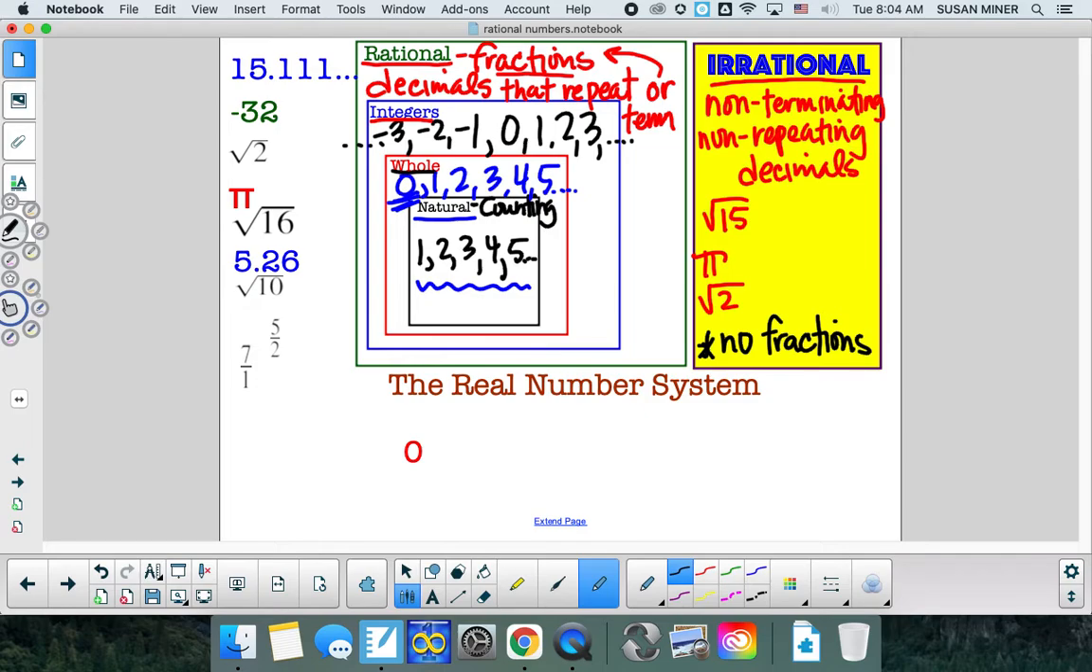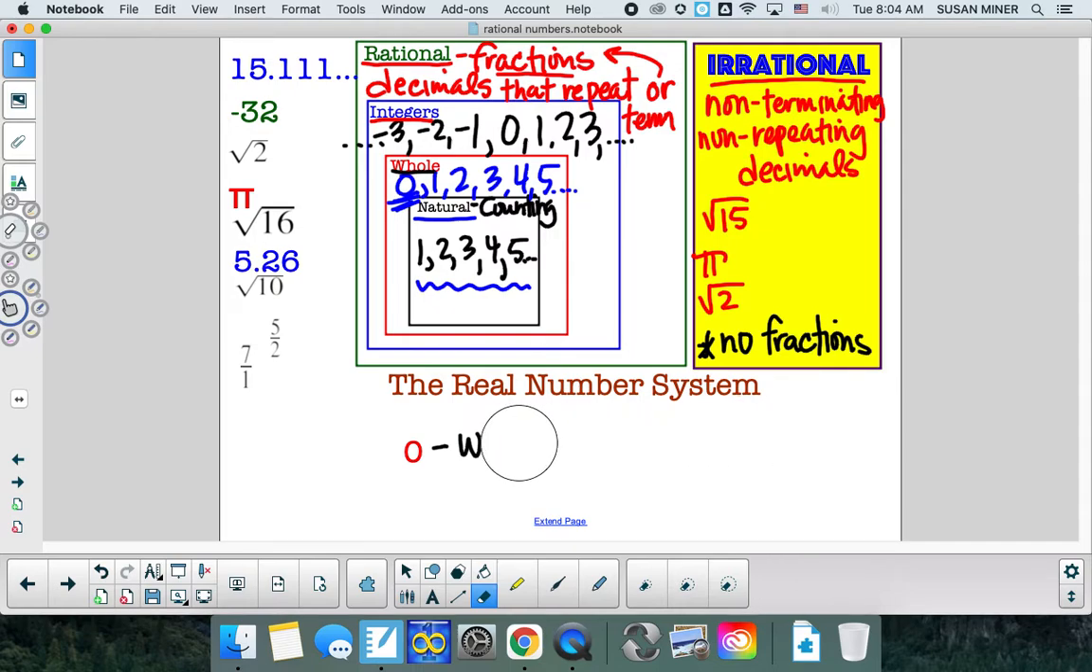Nope, 0 is not a counting number. Is 0 a whole number? Yes, 0 would be classified as a whole number. 0 would also be classified as an integer. And 0 would also be classified as rational. So those are the groups that it belongs to. It would not be classified as a counting number because 0 is not included in that group.